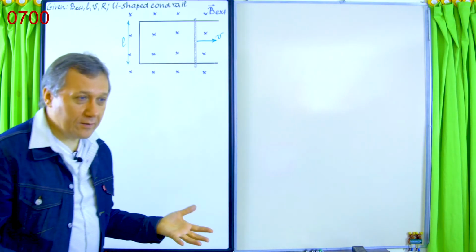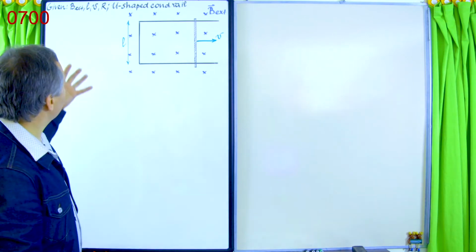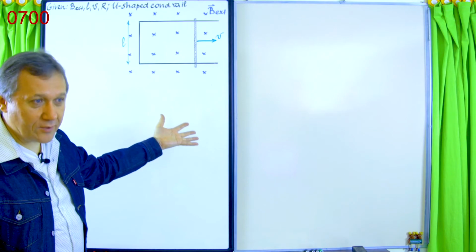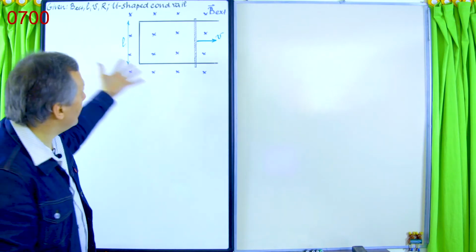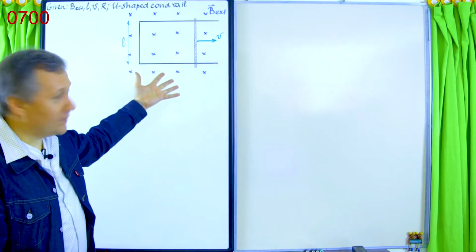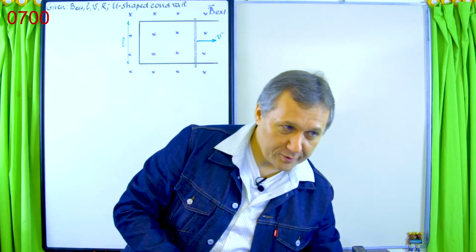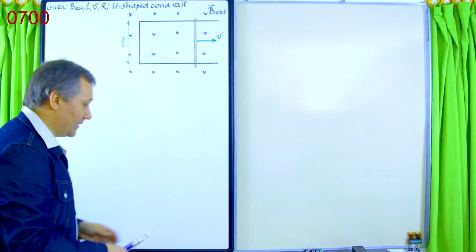We need to find the value of the induced current, the magnitude, and the direction. It is more or less obvious that the flux through the loop changes, and of course, induced current will be produced. But anyway, let's discuss in detail carefully.